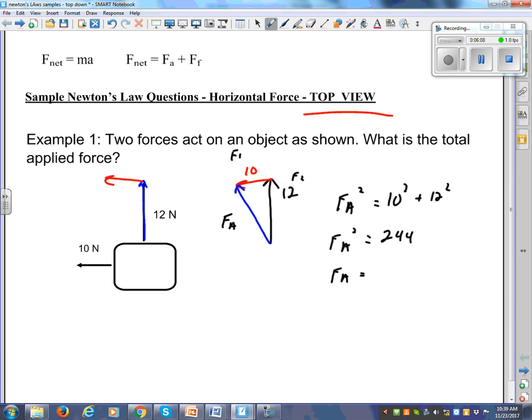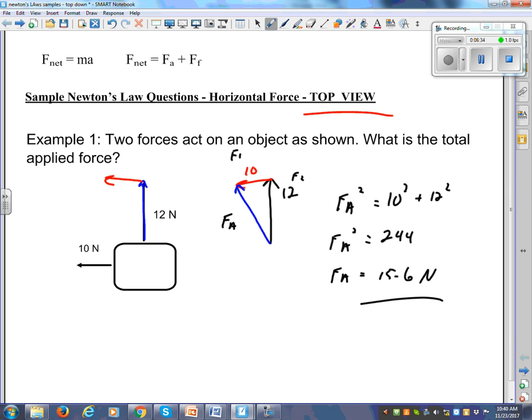15.6? Yeah, 15.6 newtons. That would be our total applied force. Now if the 12 and the 10 are both applied forces and the 15.6 is our overall, is there any friction present here? Doesn't appear to be any friction, right? If there were friction, which direction would the friction be?